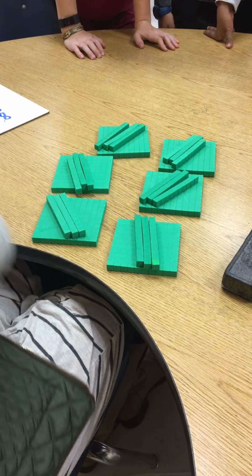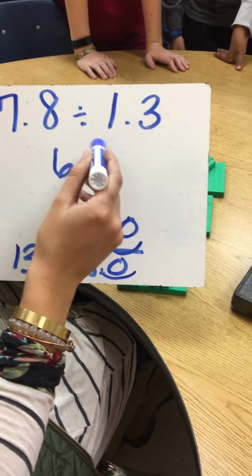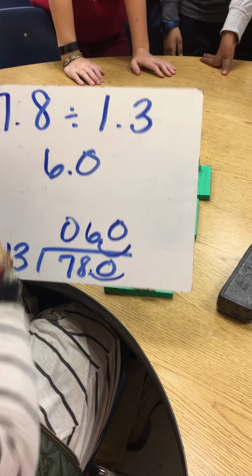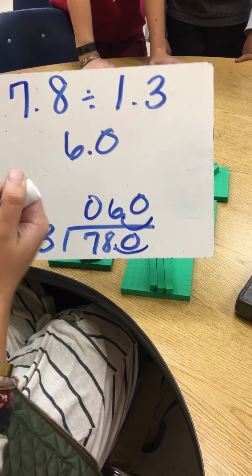I know my problem of 7 8/10 divided by 1 3/10 means I can take 1 3/10 out of our dividend 6 times.